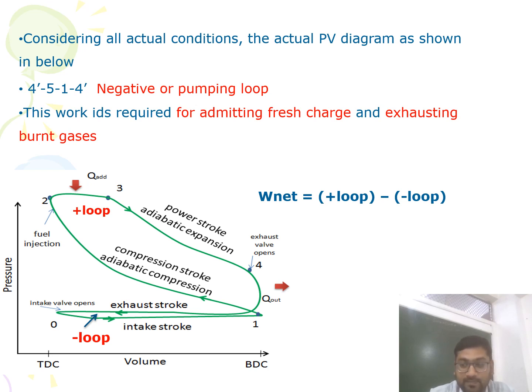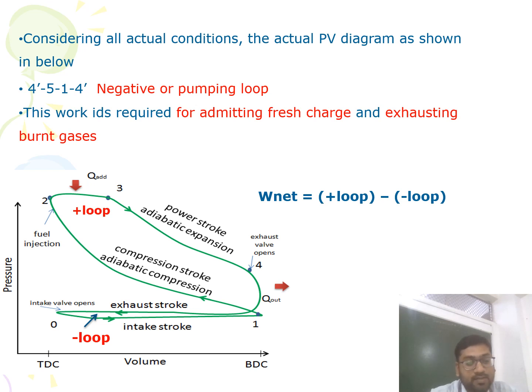The upper one I consider positive because the loop rotates in a clockwise direction, and as you can see in thermodynamics, when a loop rotates clockwise it produces power. So it is sometimes called the power developing loop. The lower loop I have indicated by a minus sign, because it rotates in an anti-clockwise direction, and an anti-clockwise loop always consumes work. So the net work developed by this engine is the difference between the two loops, positive loop minus negative loop.